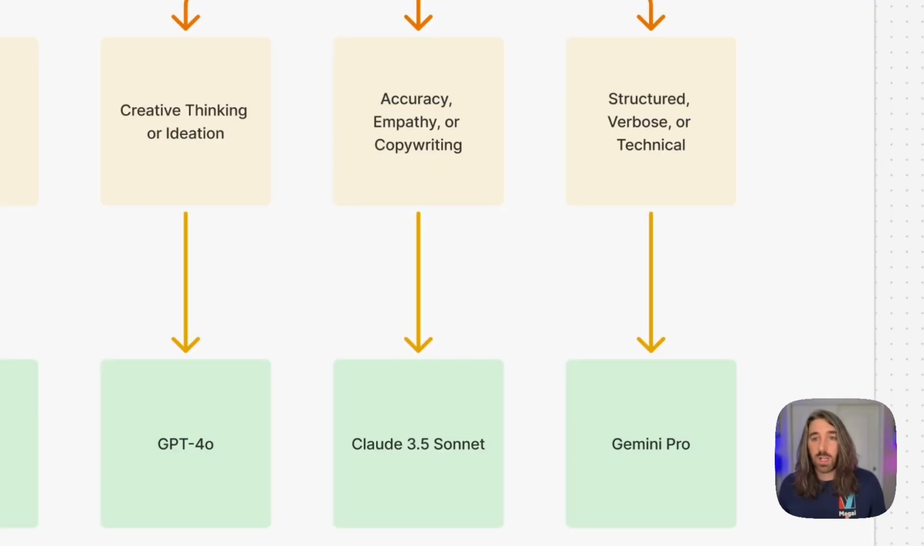Now, for accuracy, empathy, and copywriting, again, I'm going to go with Claude here. You'll see a pattern with all of these. GPTs tend to be the creative thinkers. Claude tends to be the human-like writing and empathy. And then Gemini tends to be the structured. So Claude 3.5 Sonnet is my go-to for the human-like writing. And then Gemini Pro is my standard model that I go to for structured, verbose, and technical outputs.